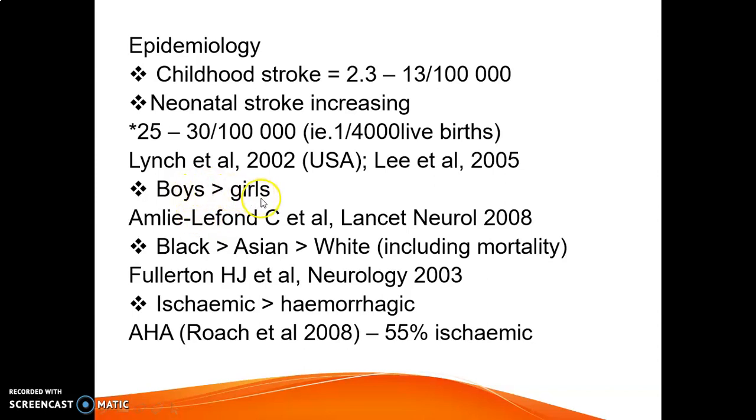Boys are affected more than girls, according to a study in Lancet Neurology in 2008. Blacks more, then Asians, then whites. So blacks are more prone to stroke, then Asians, and then whites, both in the prevalence of stroke as well as in the mortality. Ischemic causes are more than hemorrhagic causes. The American Heart Association also says that 55% are ischemic, so hemorrhagic may be the rest, that is 45%.